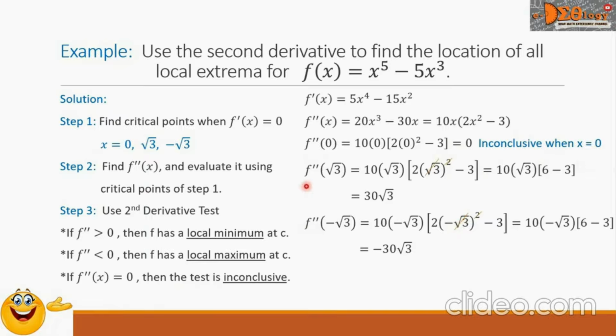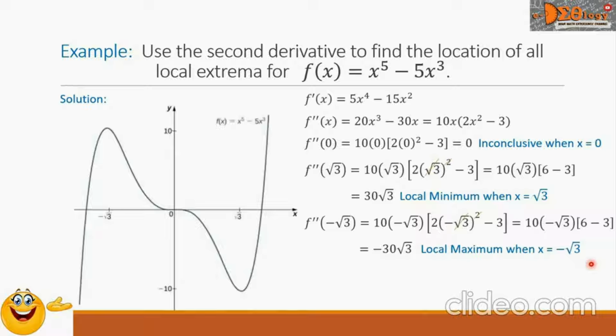Next is the second derivative at square root of 3, and the answer is positive 30 square root of 3. Since this is positive, we say that there is a local minimum when x is equal to square root of 3. For the third critical point, we have f double prime of negative square root of 3, and we found that the answer is negative 30 square root of 3. Since this is negative, we say that there is a local maximum when x equals negative square root of 3.